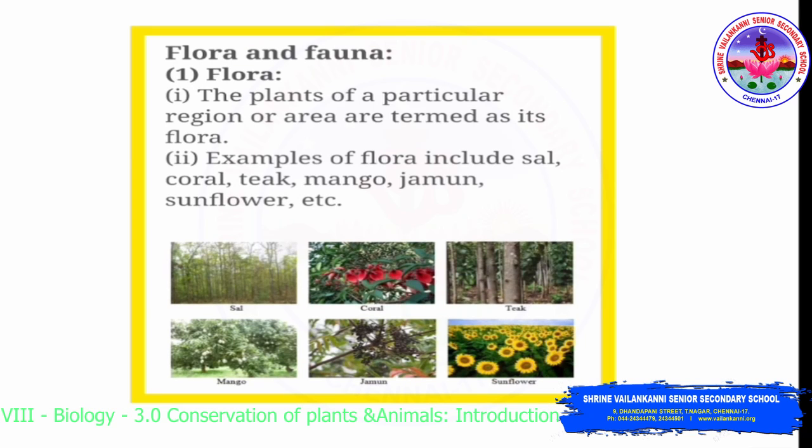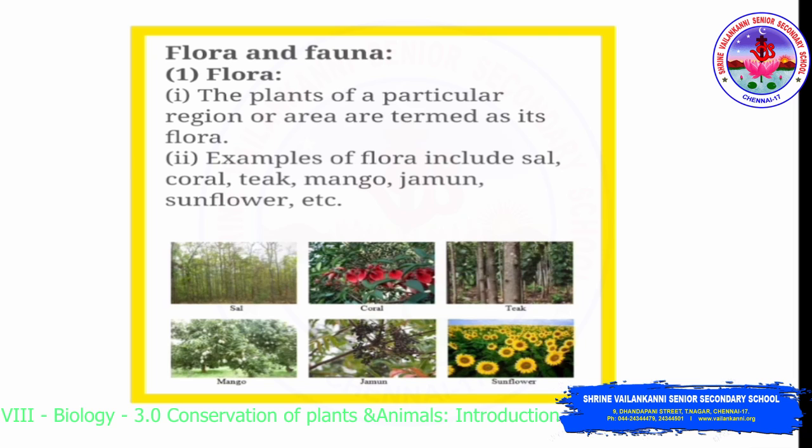Flora and fauna. So that is the conservation of plants, and next we discuss flora and fauna. How do we conserve this flora and fauna, we're going to study. Flora is nothing but plants, fauna is nothing but animals. Flora: the plants of a particular region or area are termed as flora. Examples of flora include sun, coral, teak, mango, jamun, sunflower, etc.